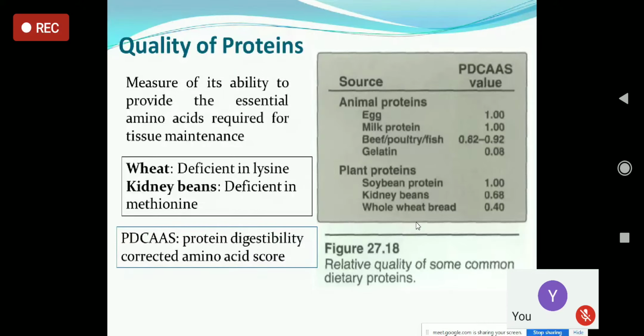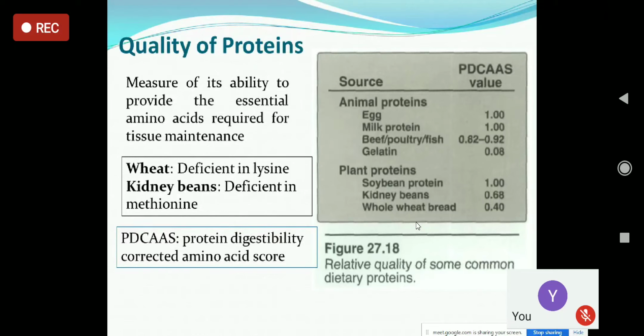But knowing only the quantity of dietary protein, only knowing how much protein is being consumed, is not sufficient to evaluate the nutritional importance of protein. You also have to consider the quality of the protein, and this quality depends on the composition of essential amino acids. Several laboratory methods are used to assess the nutritive value of proteins. There is this term PDCAAS, protein digestibility corrected amino acid score.